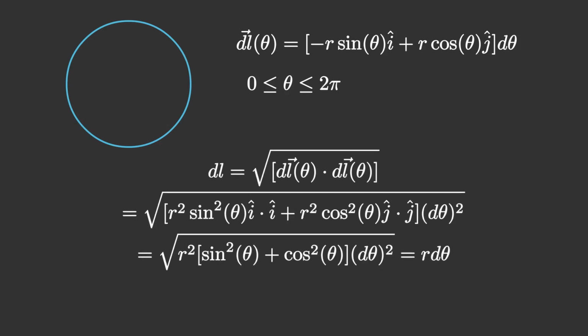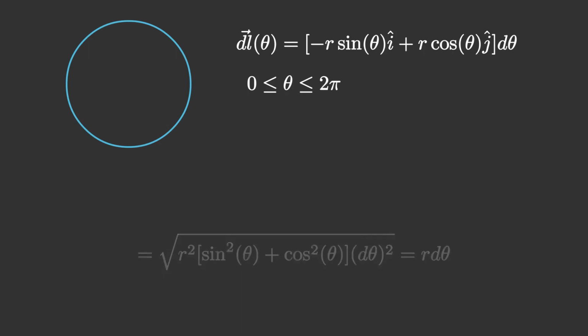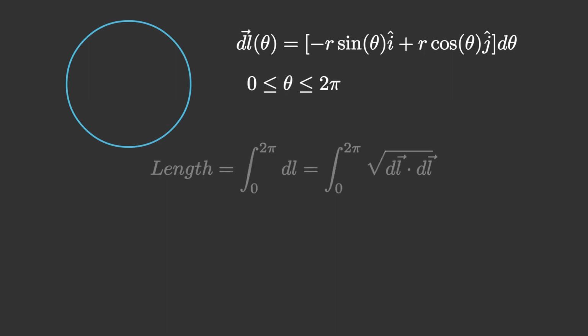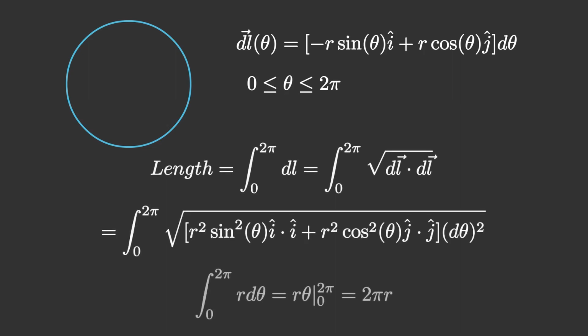With that in mind, we can now find the scalar form of our differential. We just take the dot product with itself, and then we take the square root of that, and now we have our differential dl. Now, putting everything together, we finally get an integral that we can solve, and we find that the perimeter of the circle is 2 pi times its radius r. Look at that. We knew that. Cool.